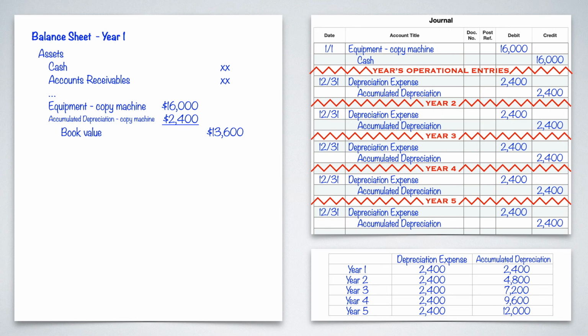That's for year 1. Now let's look at year 2. The only thing I'm going to change is the accumulated depreciation, because in year 2 I have 4,800. That will give me the 11,200 as the book value. In year 3, it's going to change to 7,200, which means my book value is going to be 8,800. And in year 4, it'll be 9,600, which gives me a book value of 6,400. And then in year 5, it'll be the full 12,000, which is my depreciable base. And that's going to give me a book value of 4,000, which is also my salvage value.